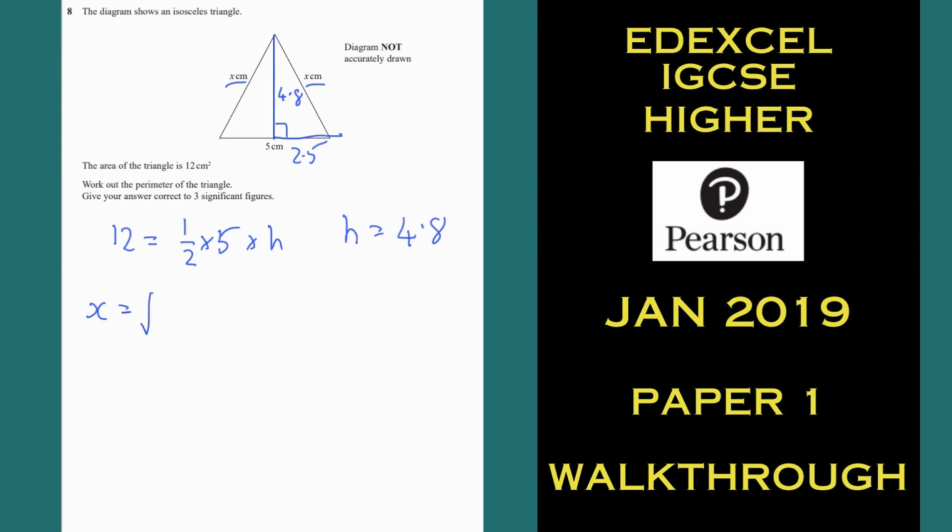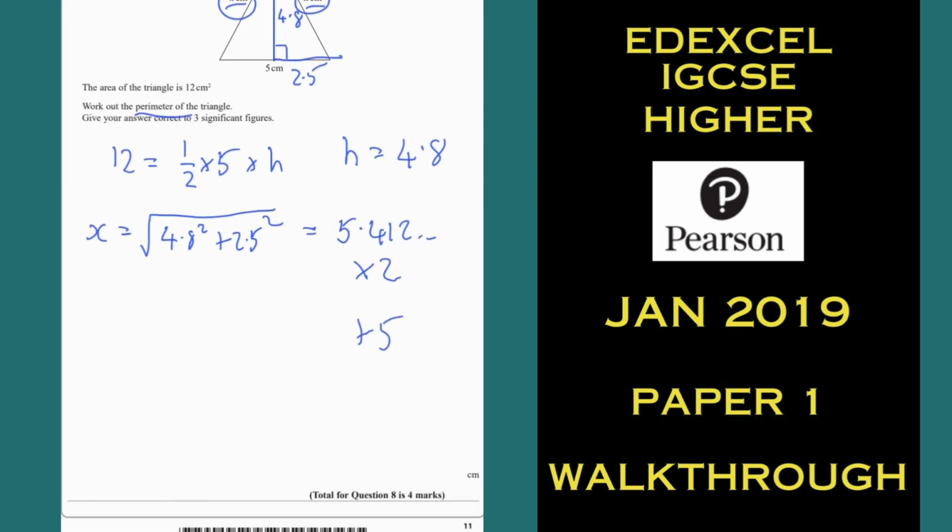X is the square root of these two sides squared and added. On your calc, I get 5.412-ish. And like I said, don't congratulate yourselves, it wants the perimeter. So that's x, which is there. You need to double it and add on 5. And don't forget to do as you're told: 3 significant figures. I get 15.8.